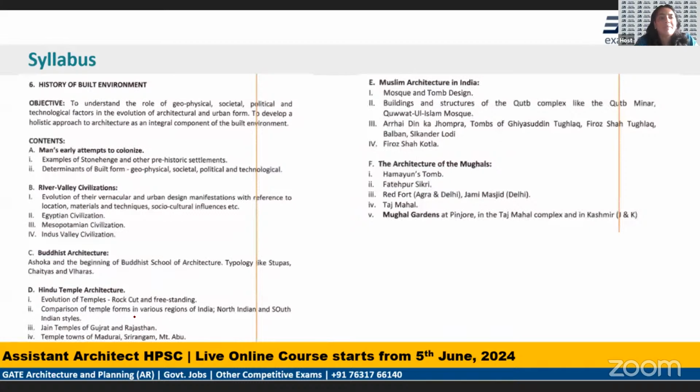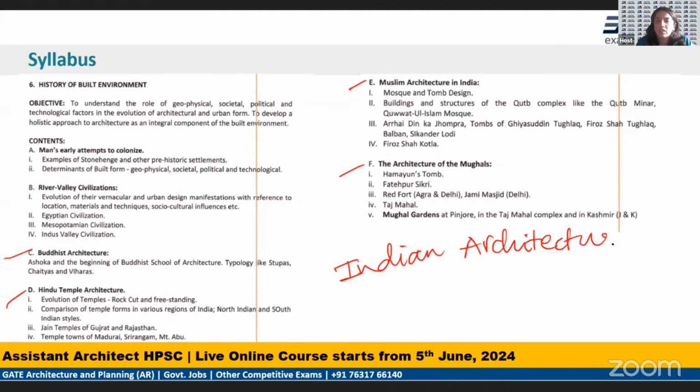Then coming to history of built environment. So here basically this is all your history of architecture, and what you are expected to know is right from your river valley civilizations and settlements before that. Then coming to river valley civilizations, your Indus Valley, Mesopotamian, Egyptian, and then they've also mentioned Buddhist architecture, Hindu temple architecture, Muslim architecture, and architecture of the Mughals. So if you see here, you are expected to know or study in detail more of the Indian architecture rather than the Western. So your focus while preparing should be more on this.